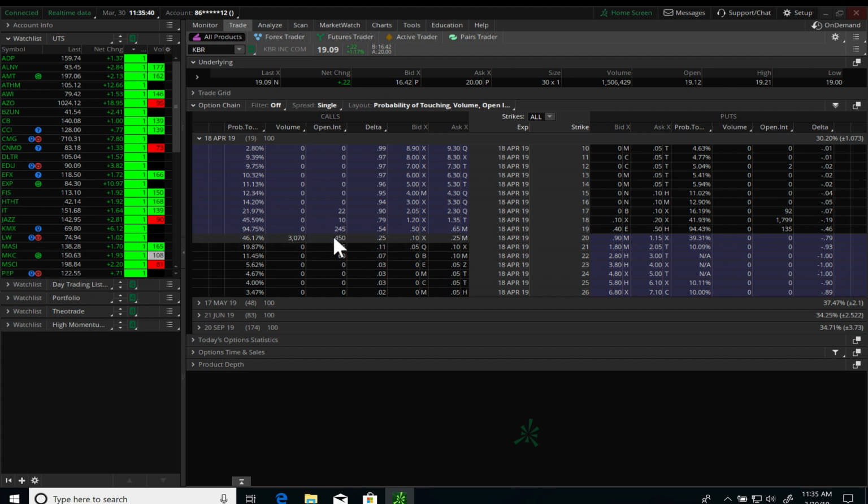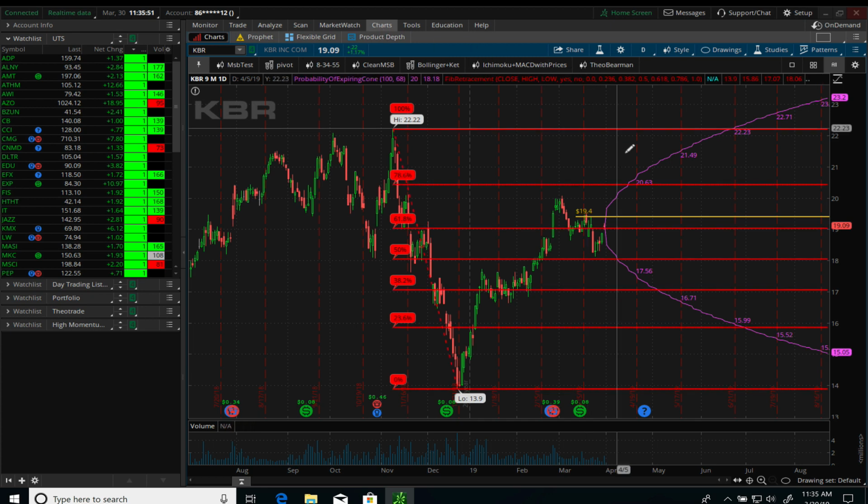And again, the open interest is 450. So they can be selling these, right? So these are all new positions. So now look at the chart again. And what do we see, right?